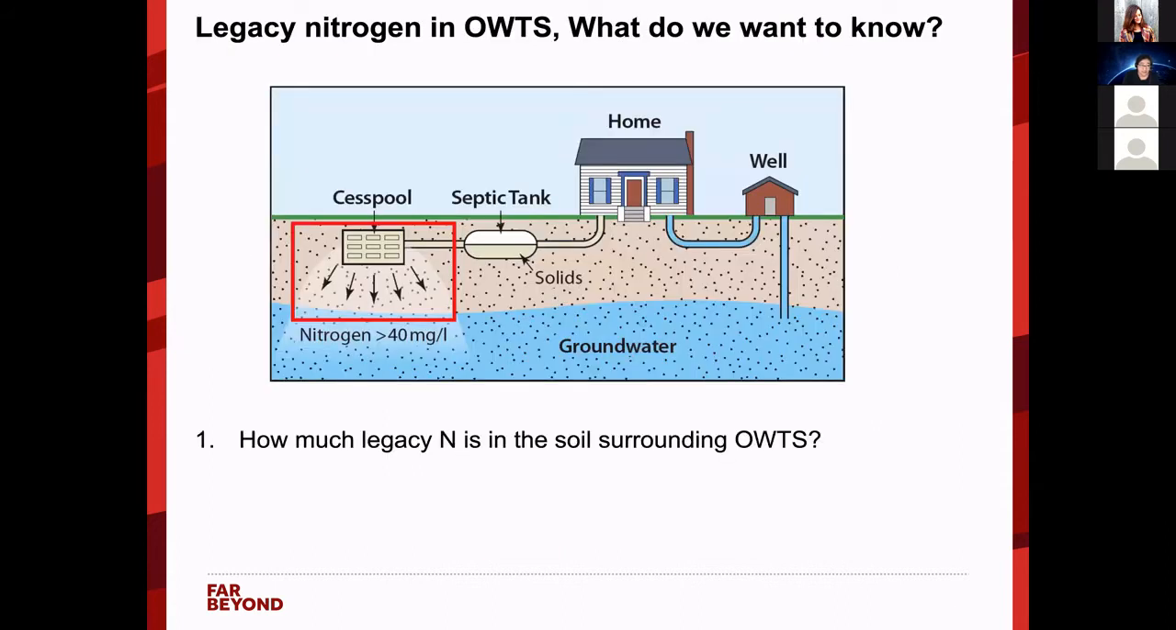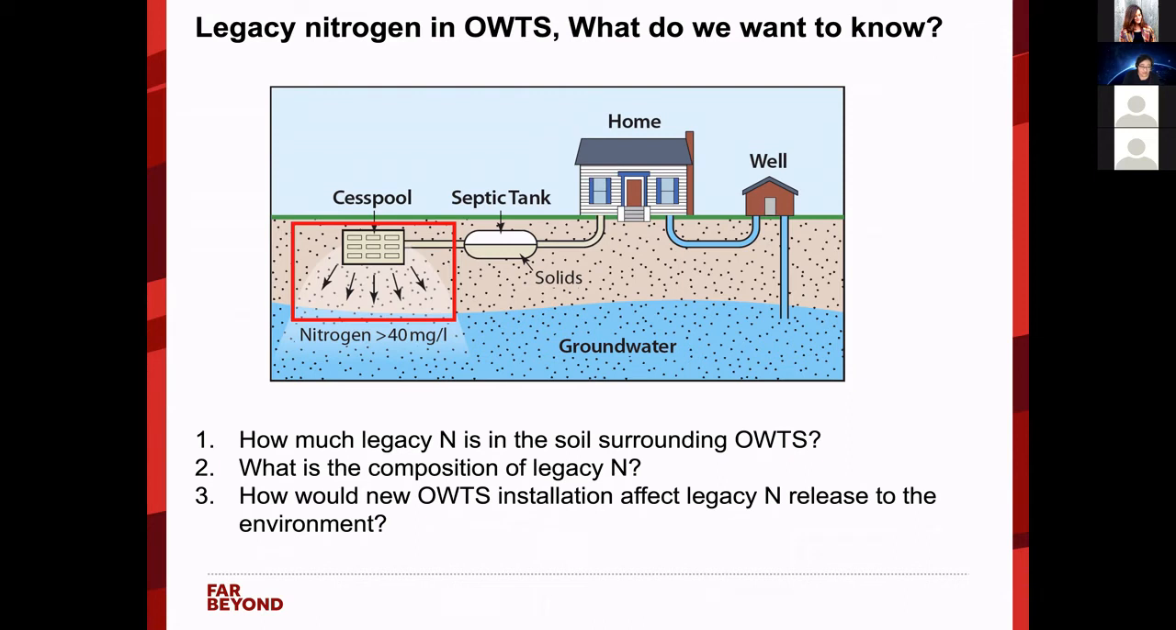So we come up with a few questions, and we hope we can address these questions in the proposed study. The first question we want to know is, how much leaching nitrogen is in the soil surrounding a current leaching pool? The second question is, what is the composition of this leaching nitrogen? And how would environmental conditions, such as the soil matrix properties, impact the level of leaching nitrogen?